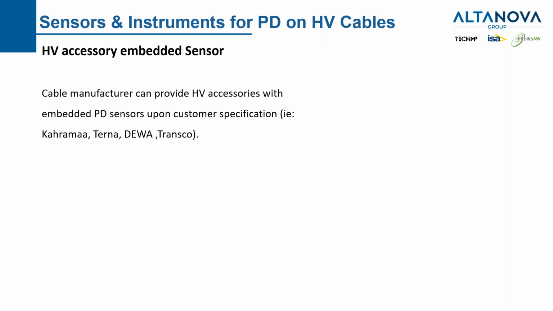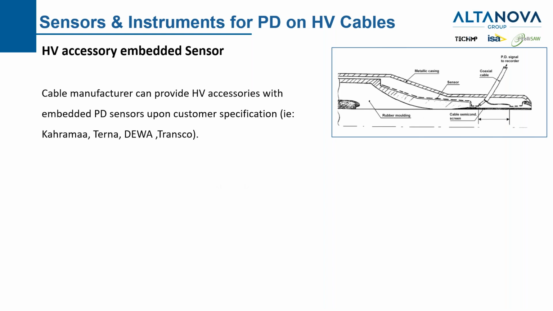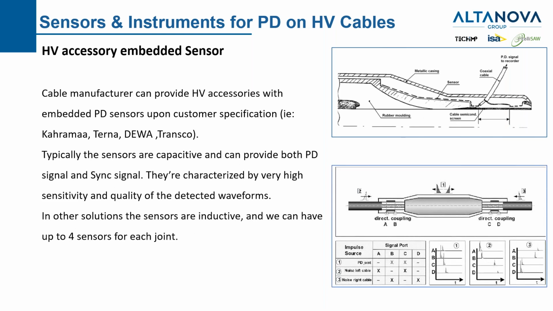When we talk about PD on high voltage cable, there is also sometimes the case where we can get embedded sensors directly from the cable manufacturer. These are, let's say, more typical of each cable manufacturer. There are different schools. We can show mainly two schools, the capacitive embedded sensor and the inductive embedded sensor. In this case, the customer, the utility, can ask the cable manufacturer, please provide me the cable already with the PD embedded sensor so that I can take advantage of this sensor immediately.